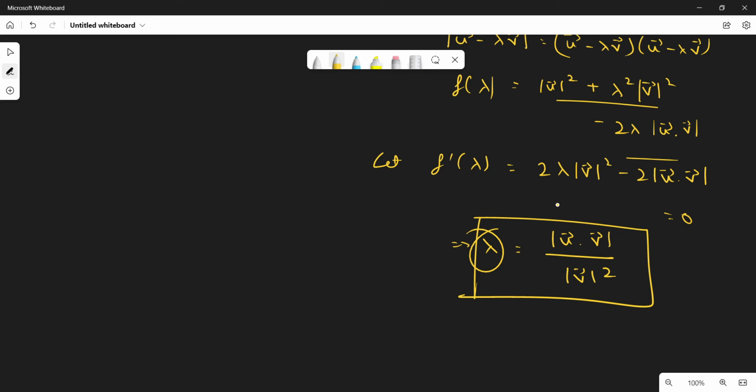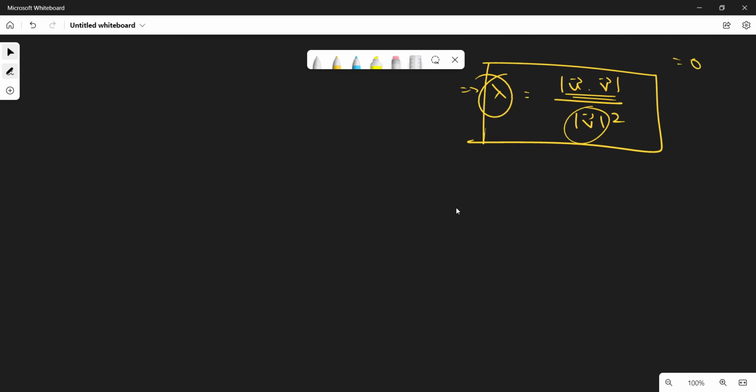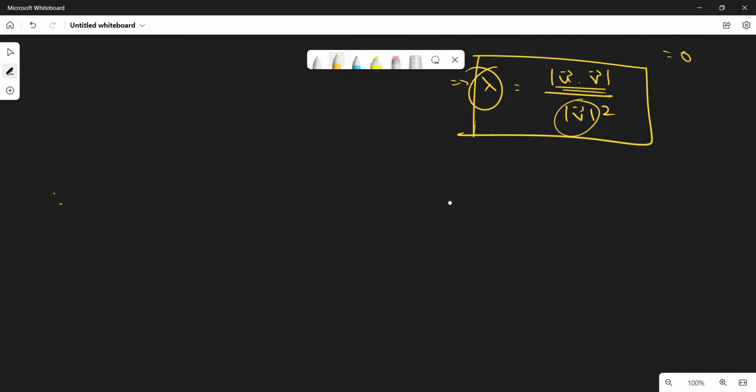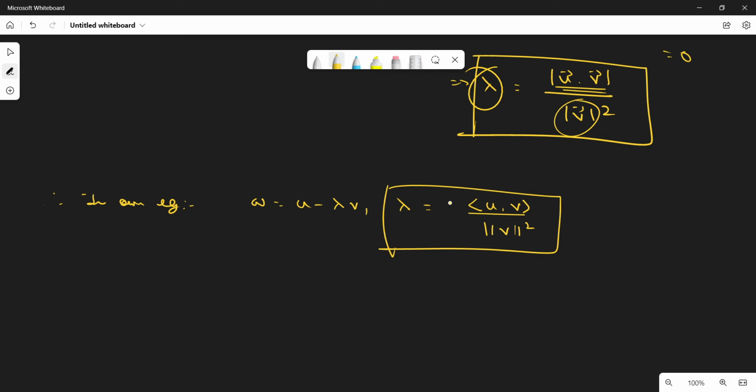Got it? So now see, in reals this is what you have as the inner product space, inner product function as well, and this is the norm of the vector. Therefore, in our example, where we have taken w as u minus lambda v, we choose lambda as inner product uv divided by norm of v square. Clear? We are taking the shortest distance between these two vectors u and v, where v is scaled by lambda.